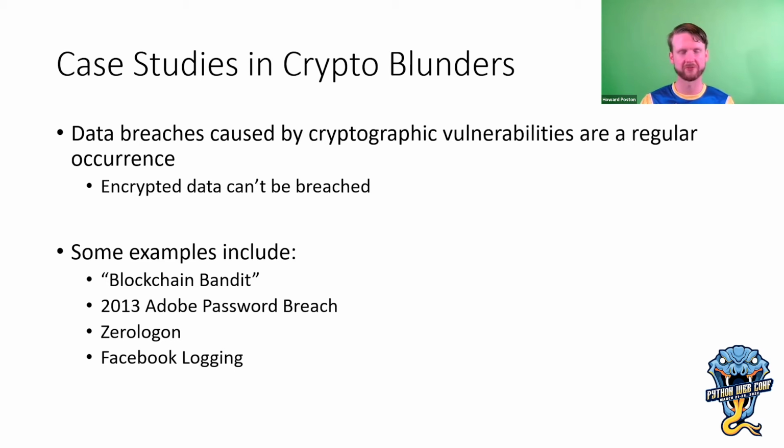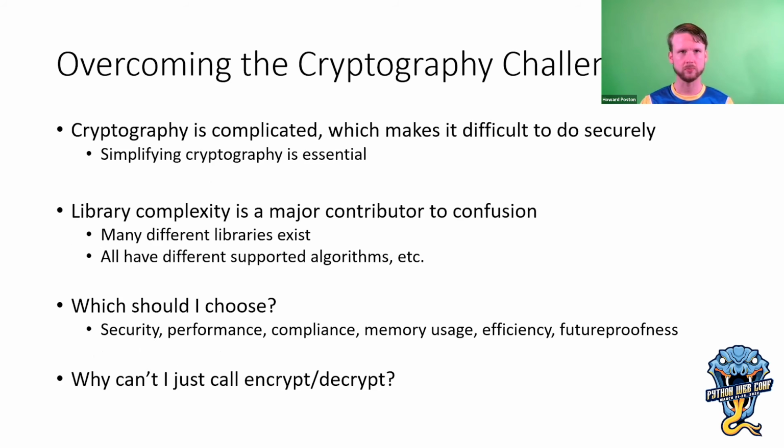And these are just 4 examples of many, many, many potential that we could have talked about here, because as we mentioned, data breaches by definition are caused by some sort of failure of cryptography. Because if you've got encrypted data, then it doesn't count as a breach. So why are we having so much trouble with cryptography? One of the reasons why is cryptography is really complicated.